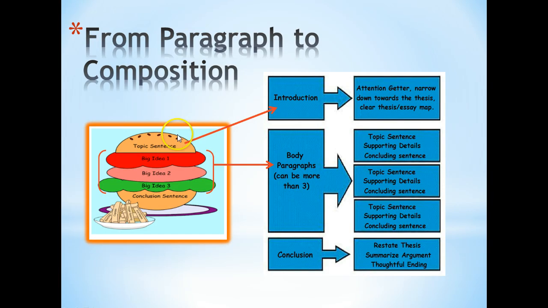So we had topic sentence equals introduction, big ideas or supporting details equal body paragraphs, and then last but not least, you guessed it, instead of just a clincher statement or a conclusion sentence, in a full-fledged essay, you have a concluding paragraph or your conclusion where you restate your thesis, sum up your points, and end on a thoughtful note or a call to action depending on what your purpose is. So you can see how reviewing the paragraph is going to help you when we begin to write full-length essays.